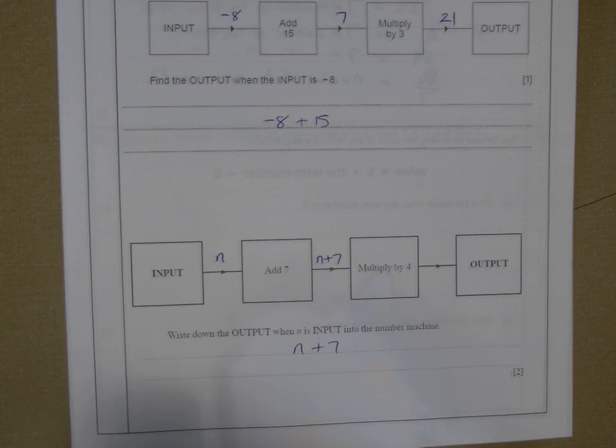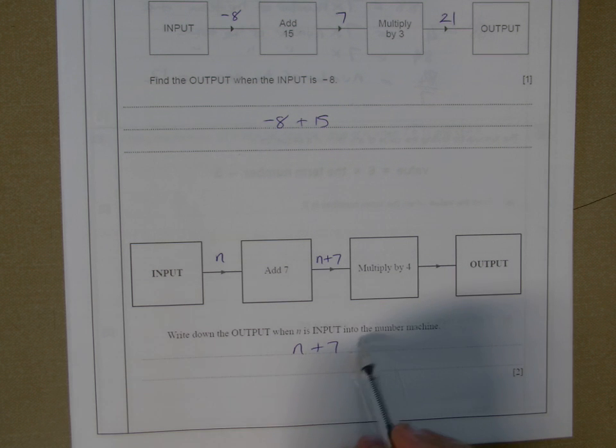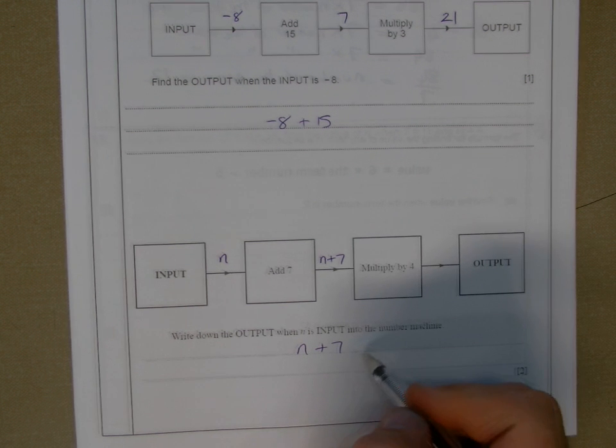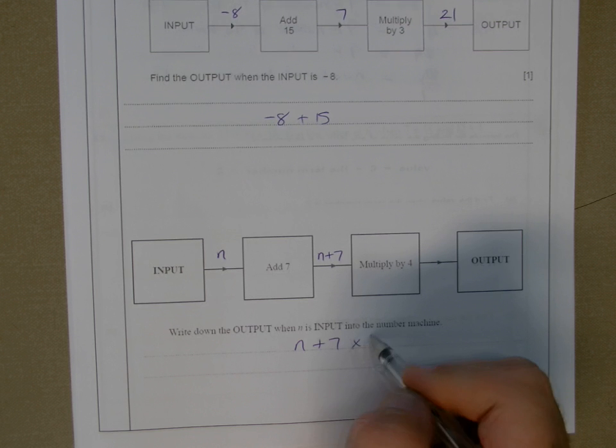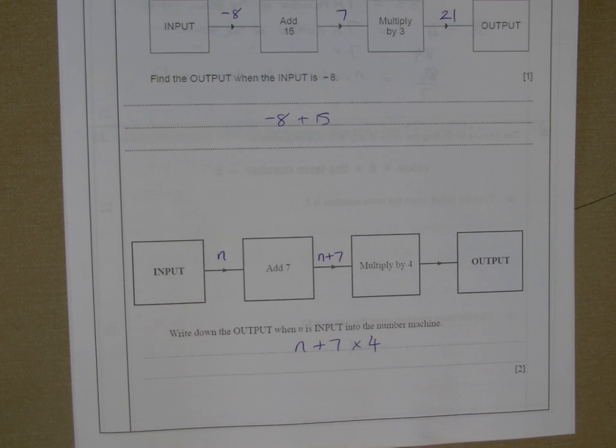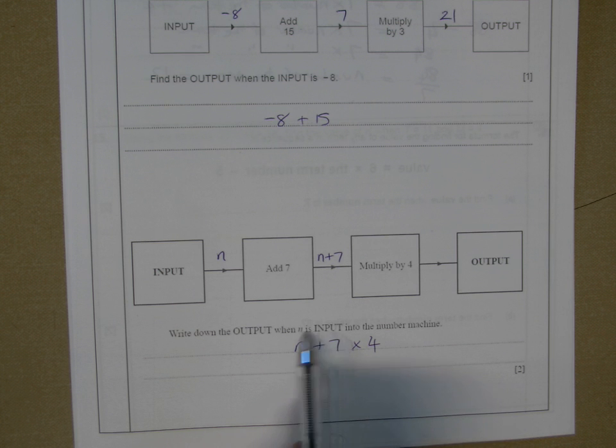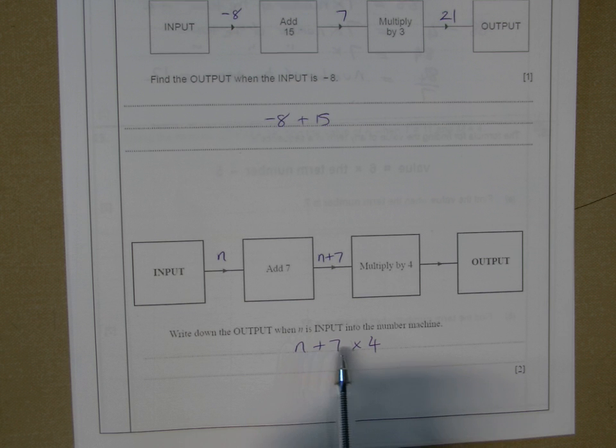And then it says to multiply by 4. So I need to times this by 4. But if I just write times 4, it's not quite going to be right, isn't it? Because if I write times 4 here, like this, then all I'm doing is timesing the 7 by the 4, if you think about it. But I've got to times all of this by 4, haven't I? I've got to times the n by 4 as well, not just the 7.